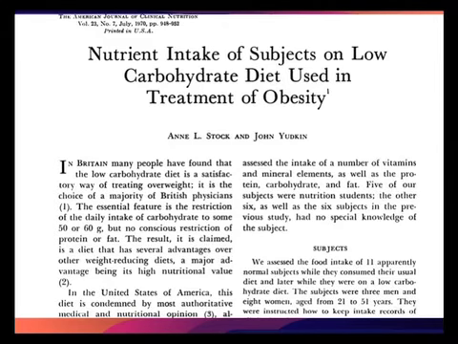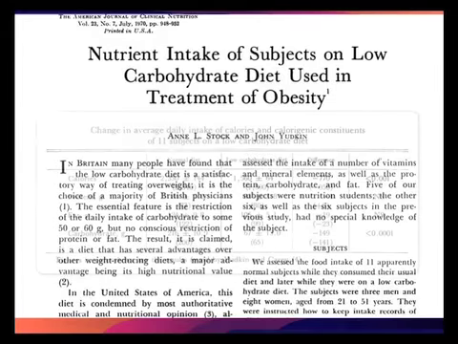Now what Stock and Yudkin did was that they collected 11 subjects and they changed their diet, firstly from the traditional high carbohydrate diet, then to a high fat diet. And the point was that they said you must eat to hunger. You must eat as much as you like so you're not hungry on either diet. And then they checked what had changed in the diet.